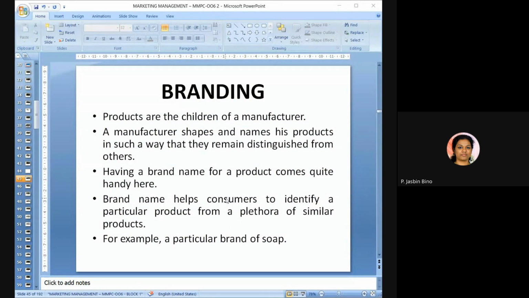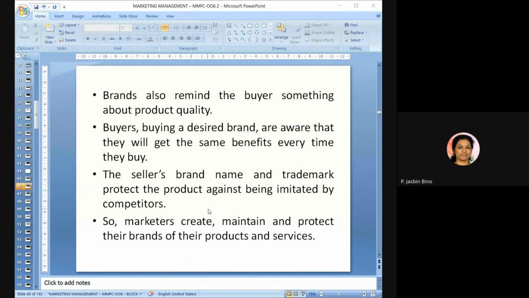Here, the brand name for a product comes in quite handy. A brand name helps consumers identify a particular product from a plethora of similar products. For example, a particular brand of soap like Lux, Hamam, Rexona, etc. Brands always remind buyers to buy products which are of quality. Whenever we hear about some brands, suddenly something comes into your mind.